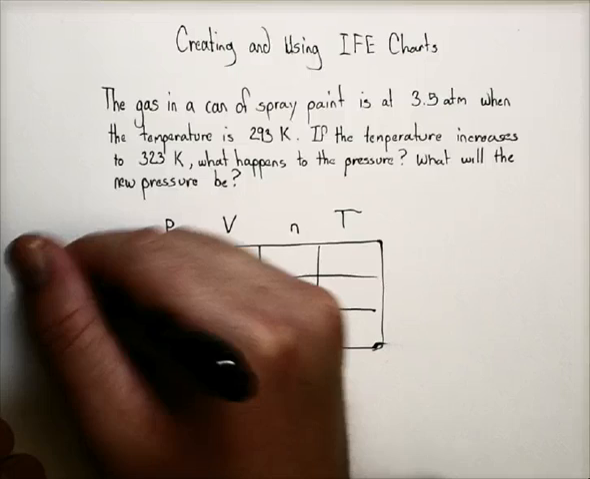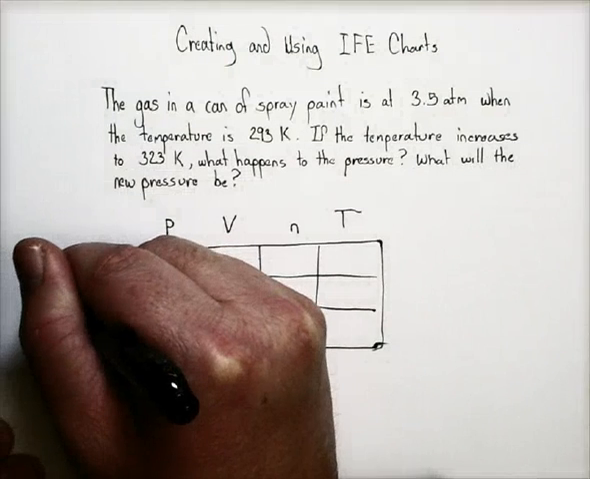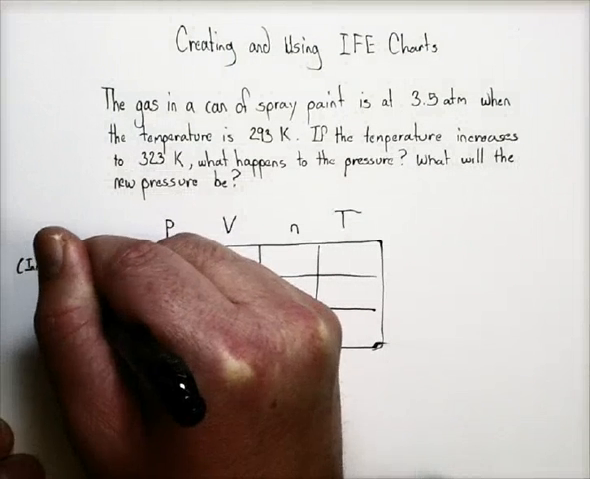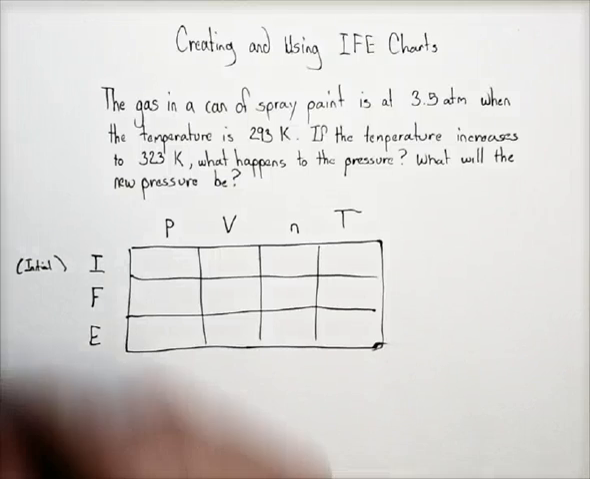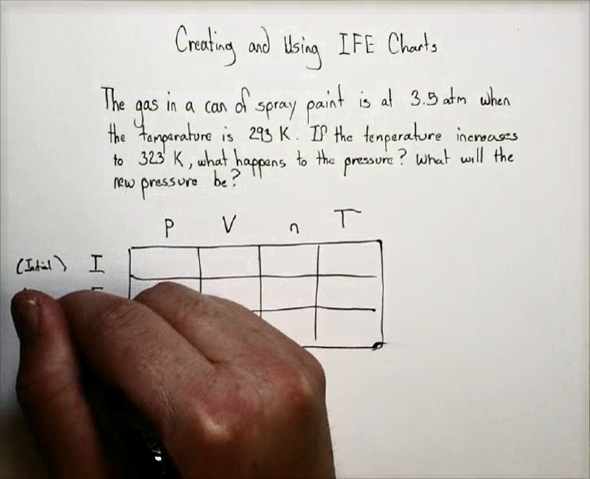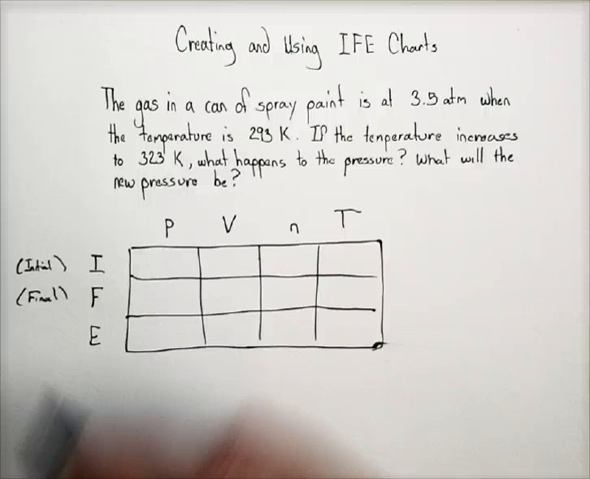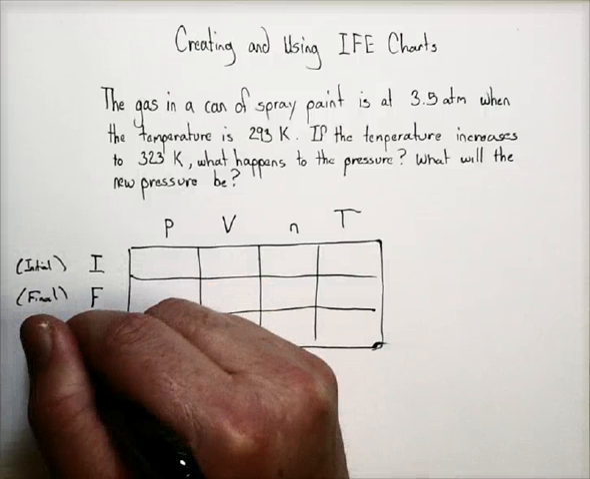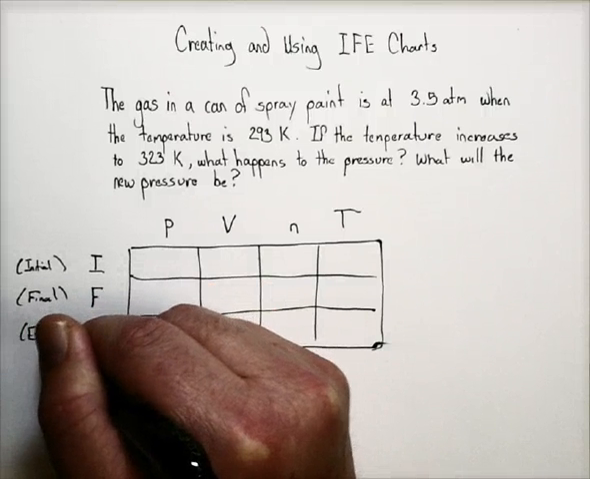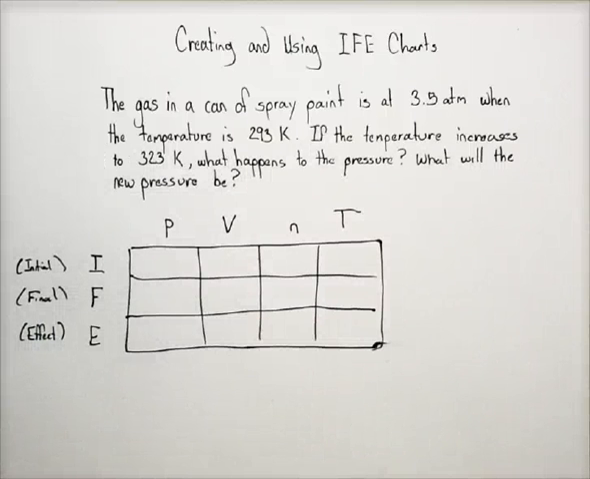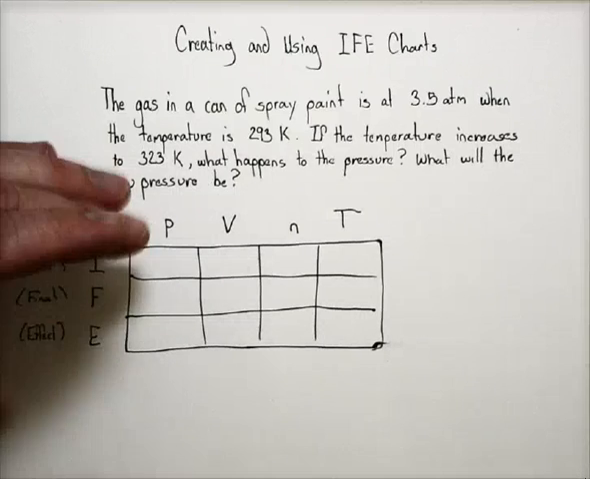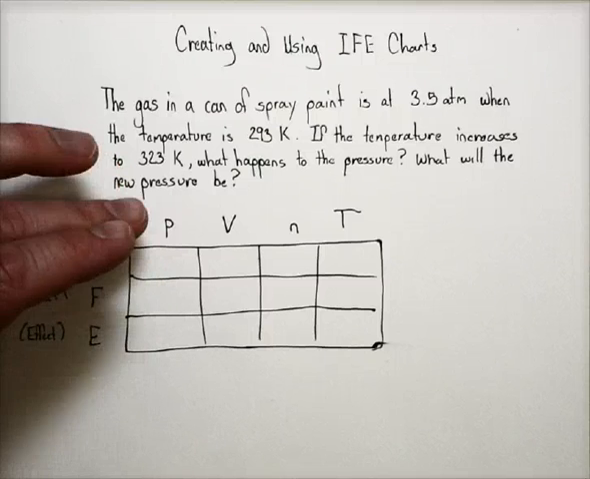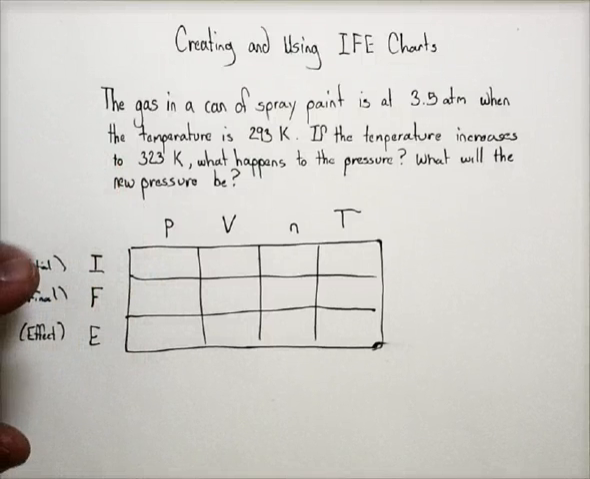Now, what do these stand for? The I stands for initial, or what is it at the start. F stands for final, or what it is at the end, and E stands for effect. That is, how is it going to change? Usually we're looking at pressure, but it could be whatever. So what we've got to do is look for conditions for each of these. So let's start with pressure.